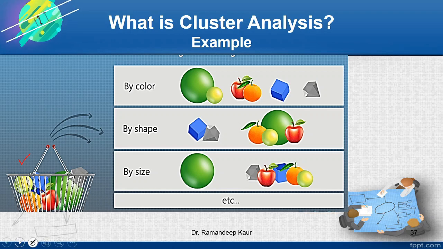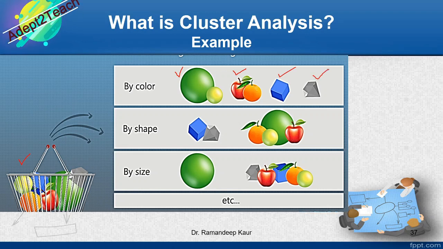Considering this example, I have a basket full of different categories of items. Now, if I want all the items having the same color to be put in a separate bag, so that I can carry the different colored items in different bags, how can I segregate them? All the green color items make one cluster. All the reddish orange color items make a similar cluster. Then blue is segregated and gray is segregated.